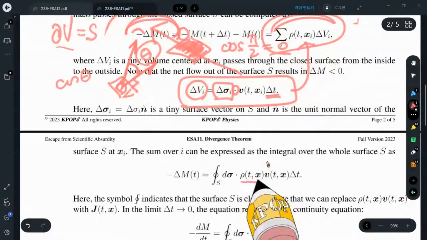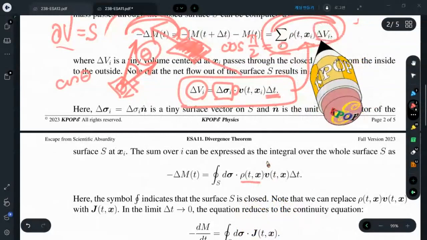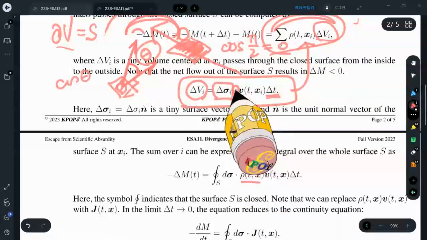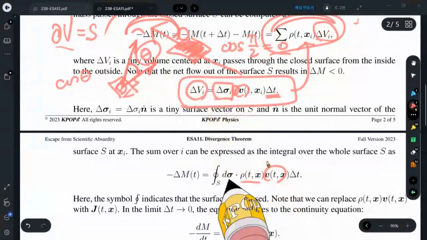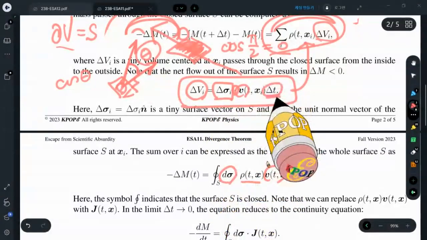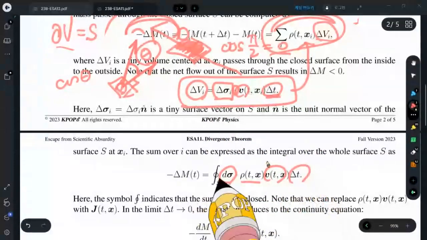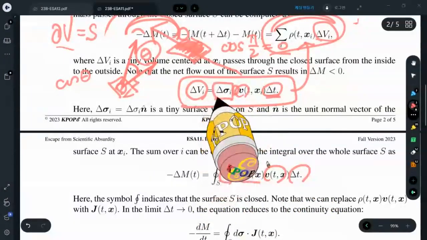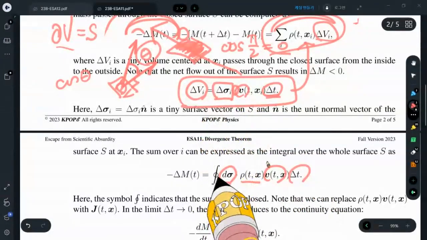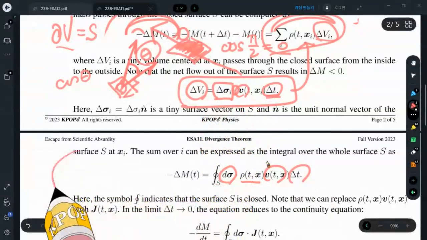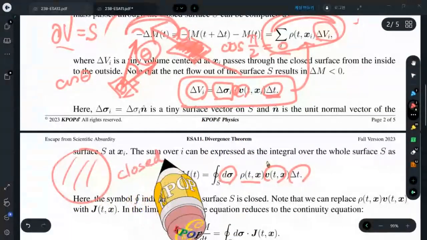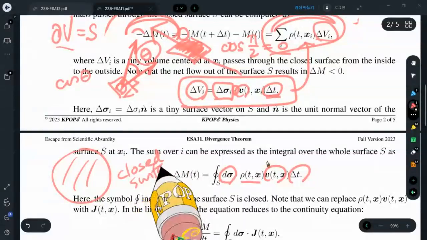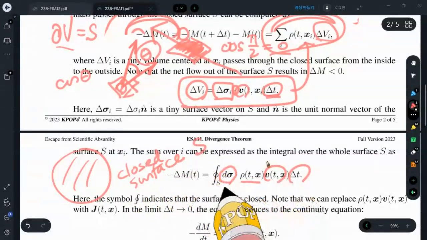This rho inside of delta V, there is a v and d sigma delta t here, and integrated over the surface. And there is a circle. This circle means the surface is closed. Closed surface S.